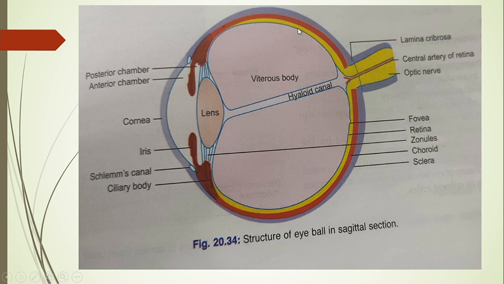So the choroid forms four layers: the outer suprachoroidal lamina, the inner basal lamina, and the middle two layers, the vascular layer and the capillary layer. All these form here in between the sclera and the retina.